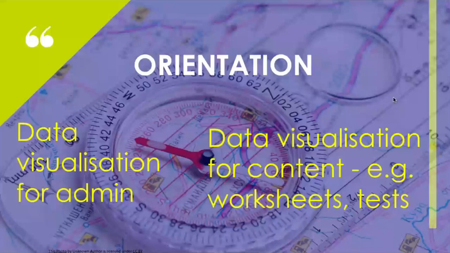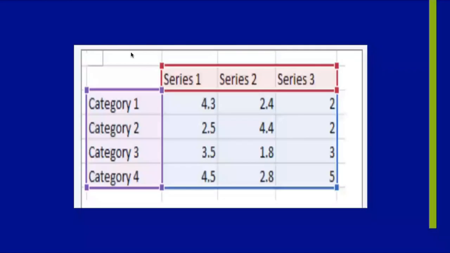Okay. So typically in a spreadsheet, you've got your columns. I've got my first column here, which says category 1, 2, 3, 4. Then the second column is series 1 of data. The third column is series 2 of data, and so on. Okay. So the columns go vertically.